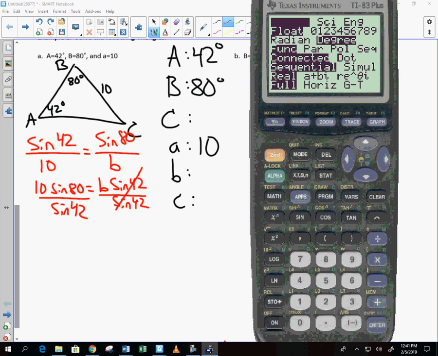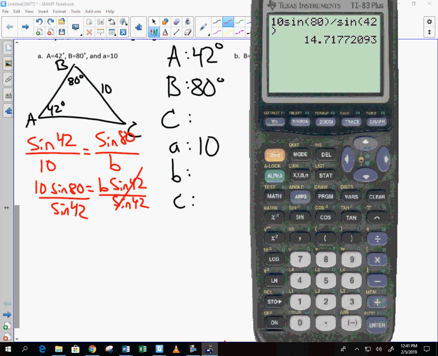We should make sure that we're in the right mode. So I'm saying degrees. If you're not saying degrees, it's going to be a problem. Press enter. I get 14.72. Samantha was correct. Sam said, well, Mr. Gantz, I'm not sure if it's right. Well, I can't tell you for sure if it's correct, but I can tell you if your answer is reasonable. Angle A is smaller than angle B, so therefore side A should be smaller than side B.